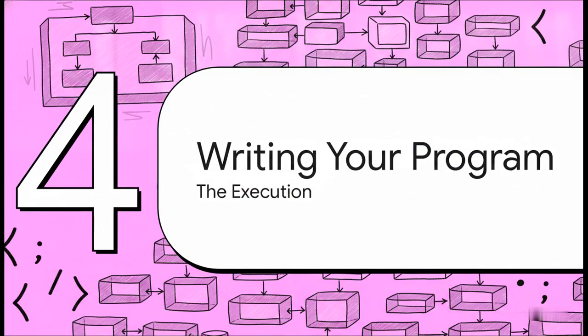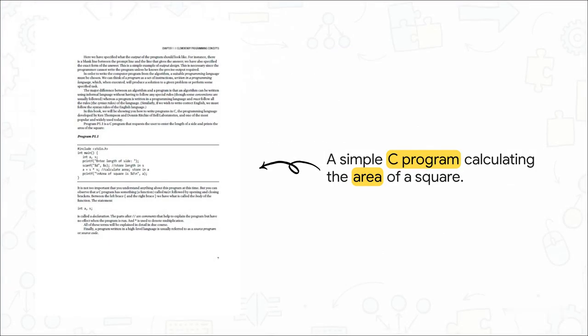Now that we understand our algorithms and our memory boxes, we can transition right into Part 4, writing your first program, which is the execution phase. Let's actually translate these concepts into the precise syntax of the C programming language. Here is where it all finally comes together. This small C program successfully calculates the area of a square.